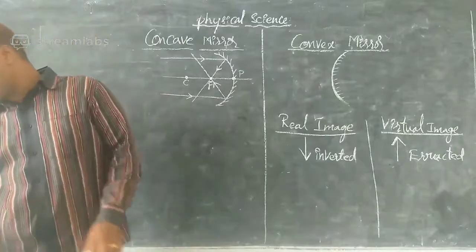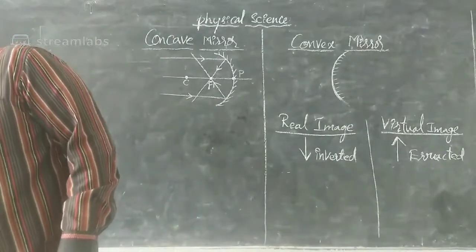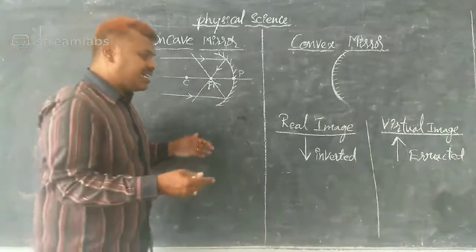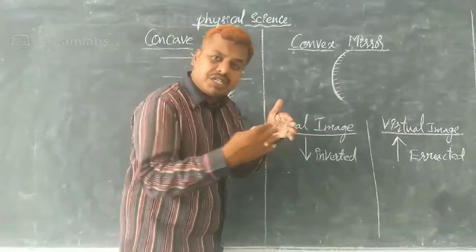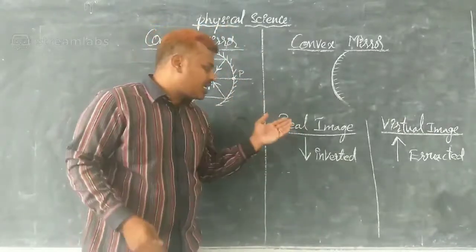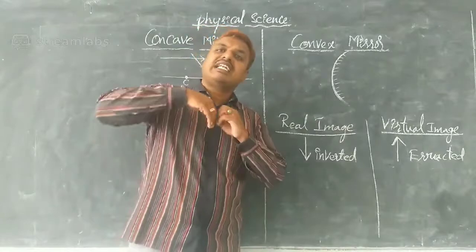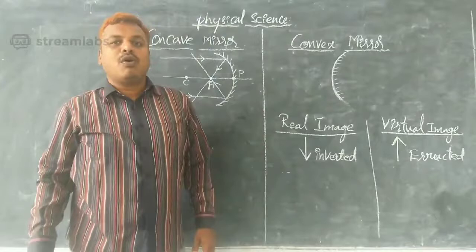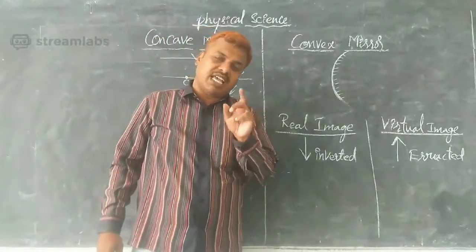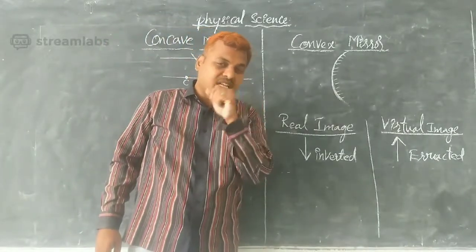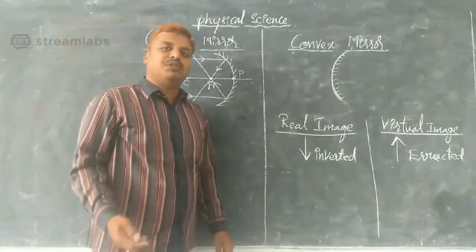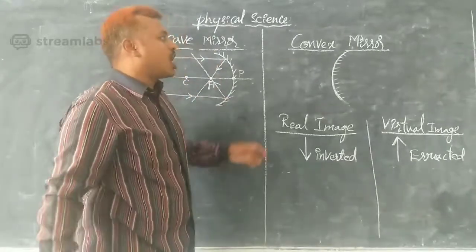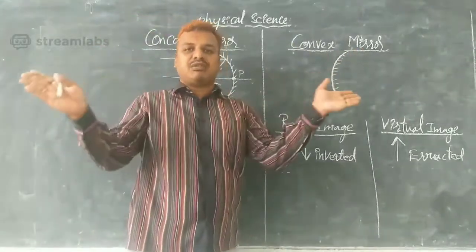And here you need to understand one thing: a real image is generally inverted. When light rays converge, a real image is formed. When light rays diverge, they give a virtual image. So which one is a converging mirror? In the last class I told you, the concave mirror is a converging mirror, and the convex mirror is a diverging mirror.